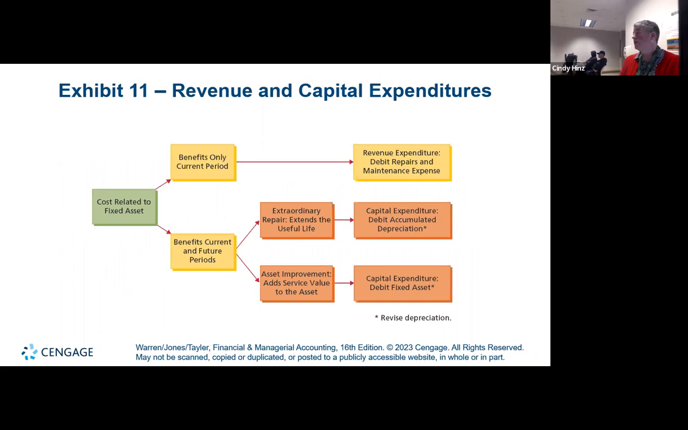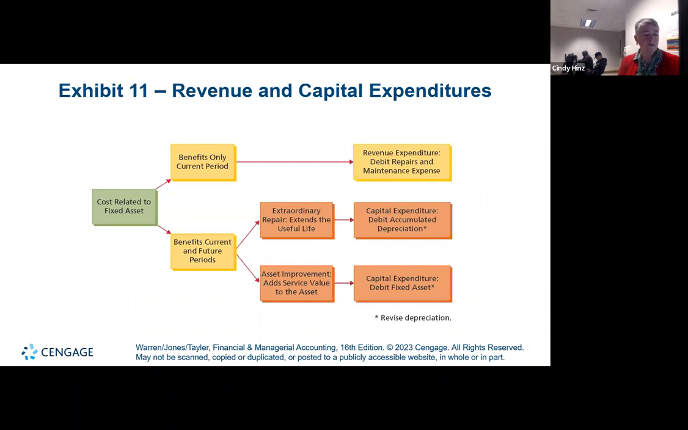So it is important that we recognize the difference between a revenue expenditure, something that is a recurring cost like an oil change, something that really only benefits the current period. So we need to write off that expense all in that current period. Contrast that with a capital expenditure that is actually going to change the useful life of the asset, make it more valuable than it was prior to that change. And we talked about both of those scenarios, extraordinary repair and asset improvement.